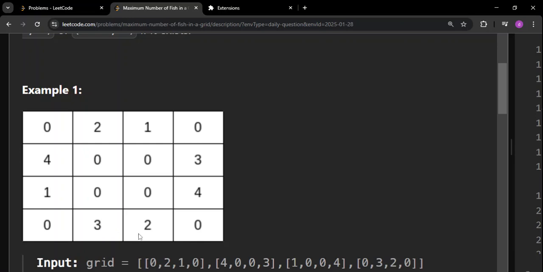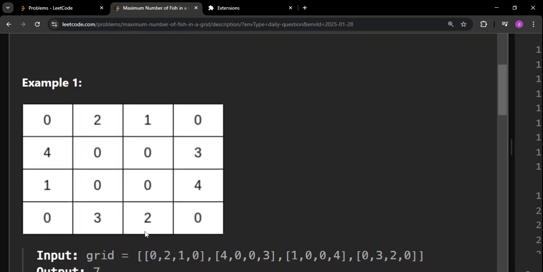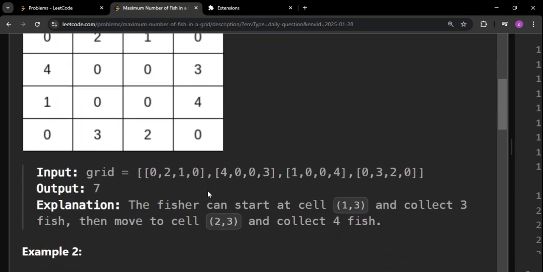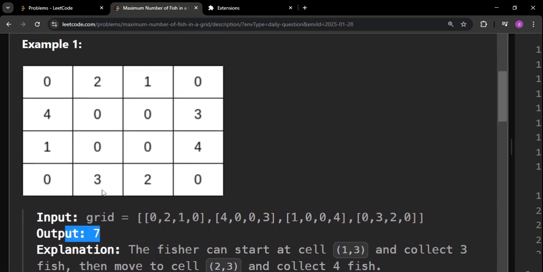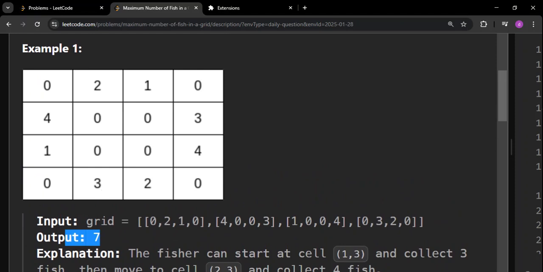So 3 plus 2 in the last one. If you see, the optimal answer is going to be 3 plus 4, which is 7. So that's why the answer is 7. As simple as that. I hope the question is clear to you. The water bodies are isolated. Once you are in a water body, you cannot go to an adjacent land cell. You should only be traveling to the water cells around it.